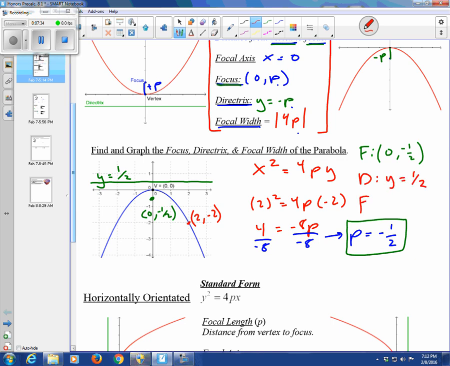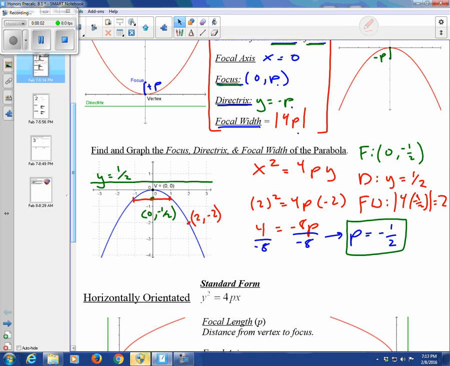The focal width is going to be defined by our equation right here, the absolute value of 4p. So the absolute value of 4p is going to be the absolute value of 4 times -1/2, and that's going to give us 2. And if we were to plot that focal width, or the width of the parabola through the focus, we can see that the focal width is approximately a length of 2.